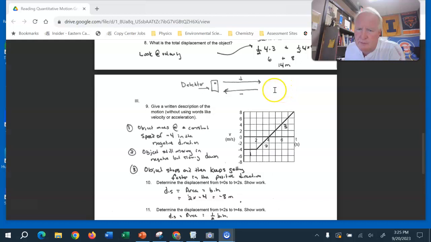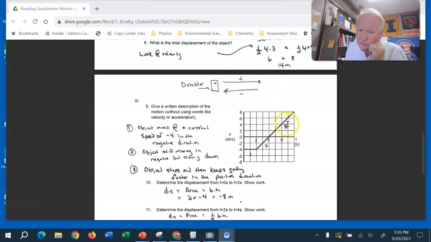Now we're going to still move towards the detector, but we're slowing down. And we get to a certain point right there. So this section 2, object still moving in the negative, but slowing down. Now what happens when we become positive? What happens to the velocity when we become positive? Well, it must be that the velocity turns around. The person turns around and starts moving away from the detector.